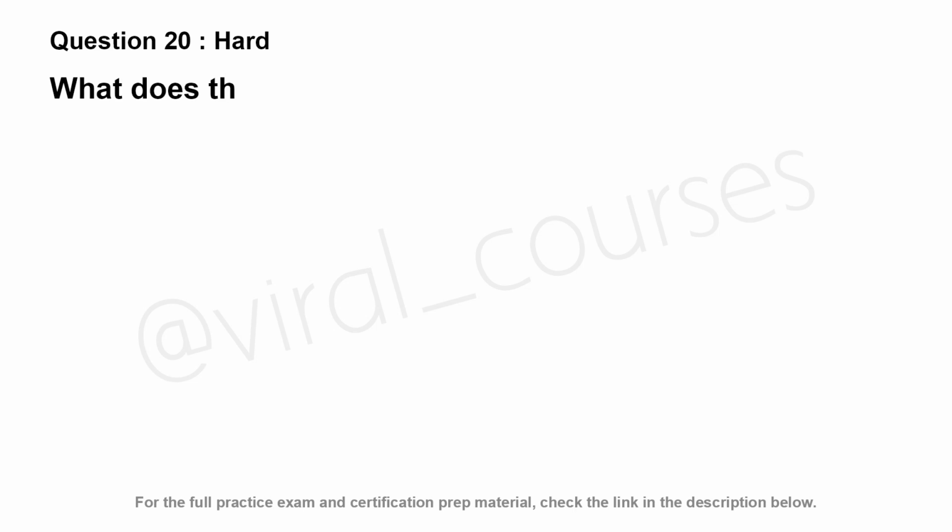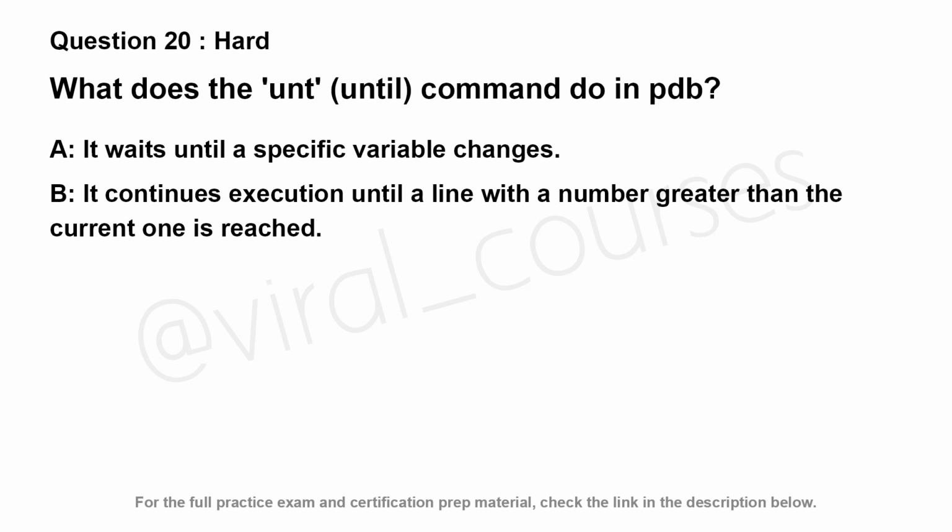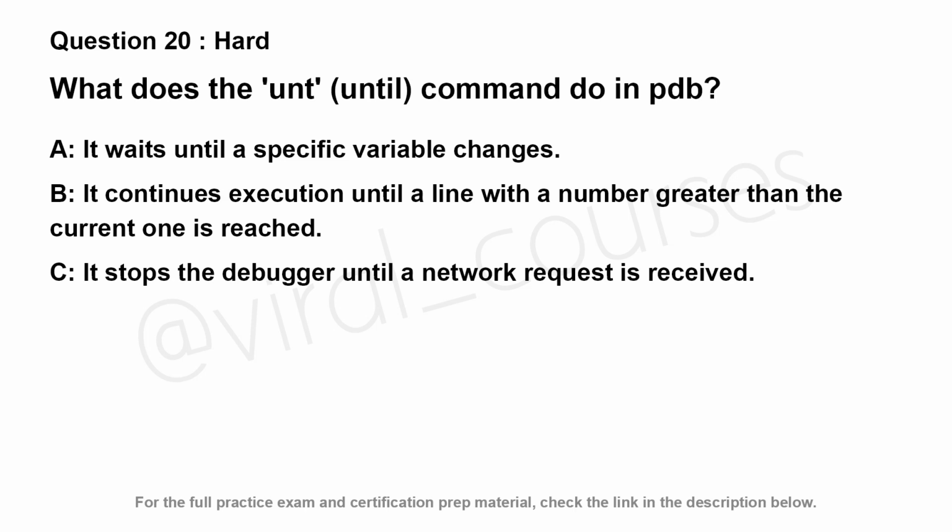What does the until command do in PDB? Option A, it waits until a specific variable changes. Option B, it continues execution until a line with a number greater than the current one is reached. Option C, it stops the debugger until a network request is received. Option D, it repeats the last command until it fails.